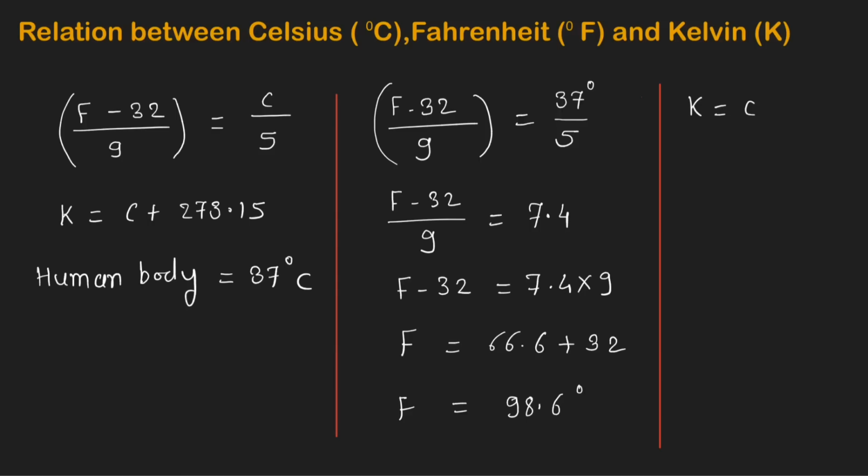Now the next is to calculate the normal human body temperature in Kelvin, and the formula is Kelvin K is equal to C plus 273.15. We know the temperature in degree Celsius, that is 37 degrees Celsius plus 273.15. We get the temperature in Kelvin, that is 310.15. Okay, this formula we are going to use in 11th standard and 12th standard also. You have to remember this formula.